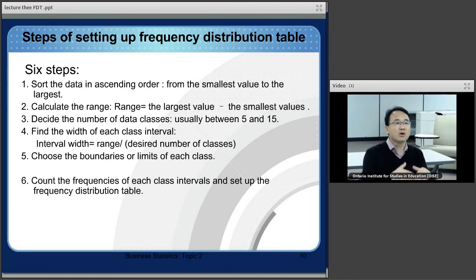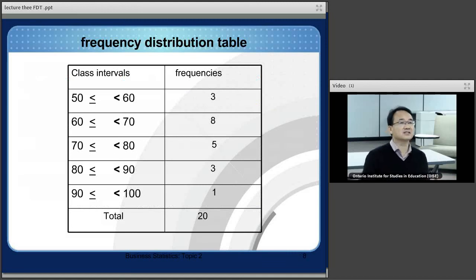This is the way to organize a set of data so that we can easily see the features of this data. And we can make a decision. For example, generally speaking, for the 20 students, 17 students pass the exam. So that gives us a general picture about the 20 students' test score. So this is one way to organize a set of data. We use a frequency distribution table.